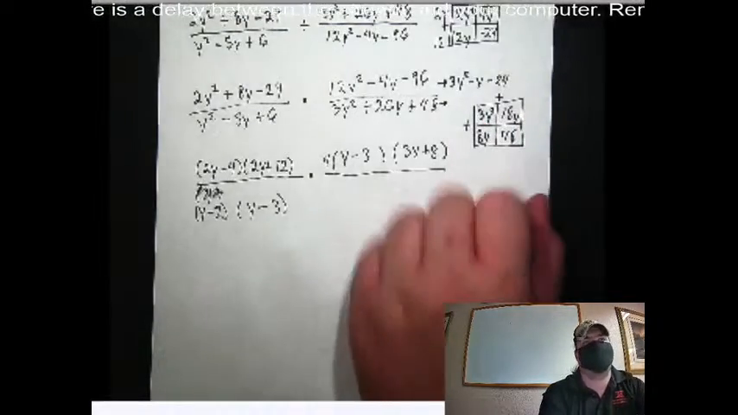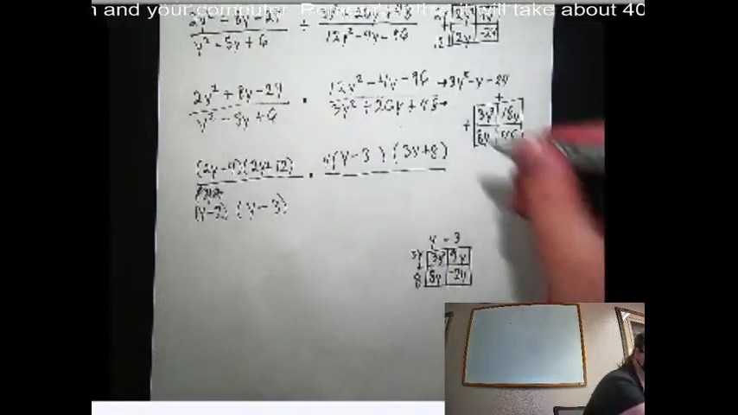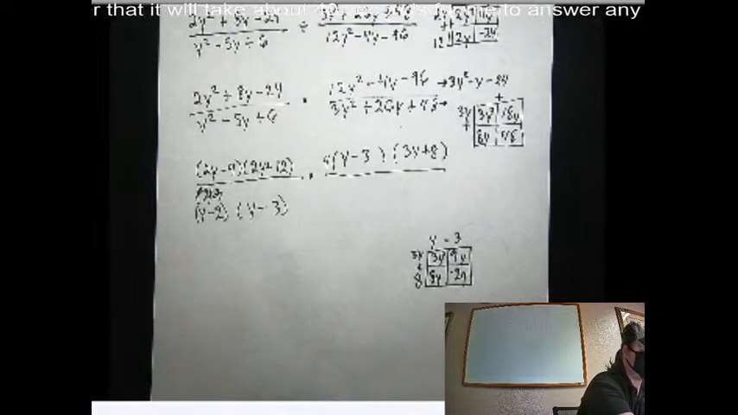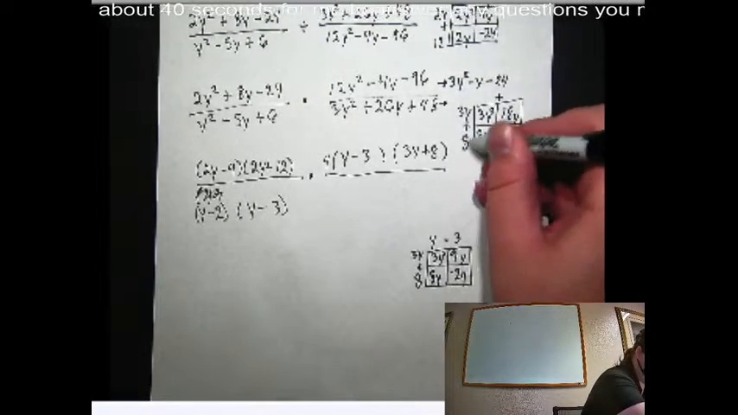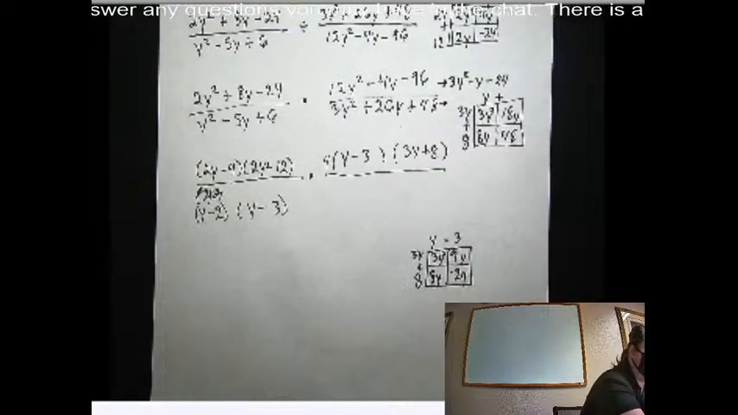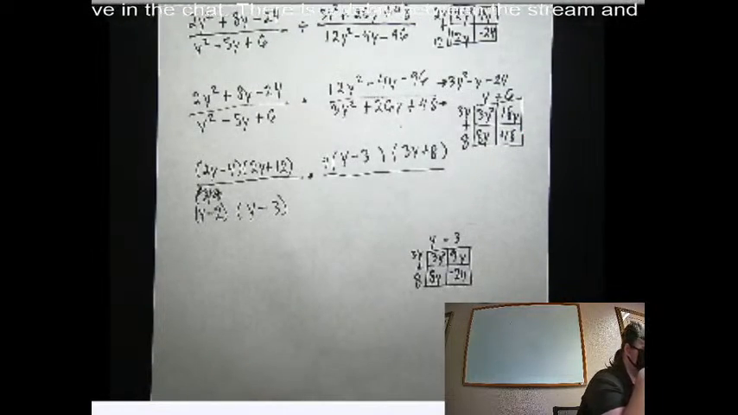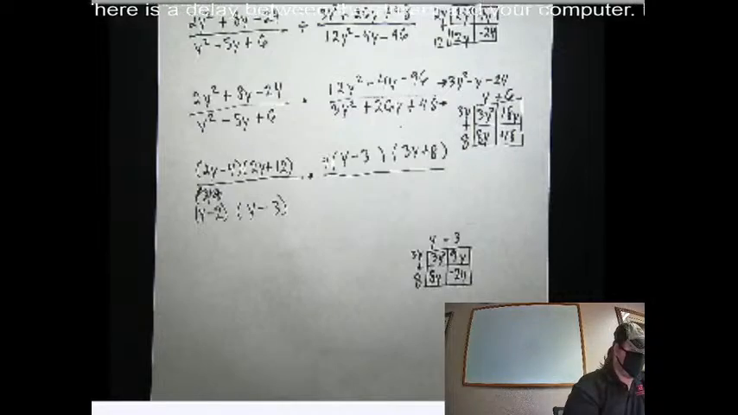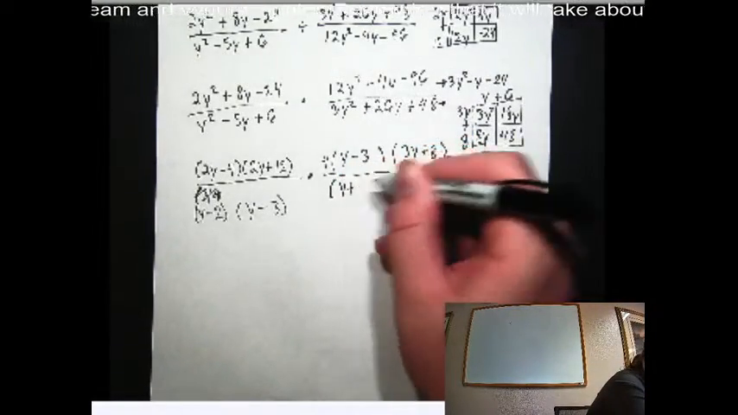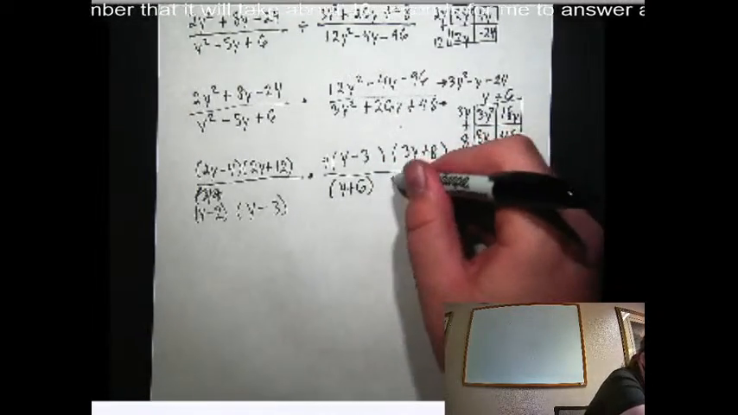So, first row, what can we take out? 3y. Second row, what can we take out? 8, good. First column, y. Second column, okay. So let's see here. We have y plus 6 and 3y plus 8.